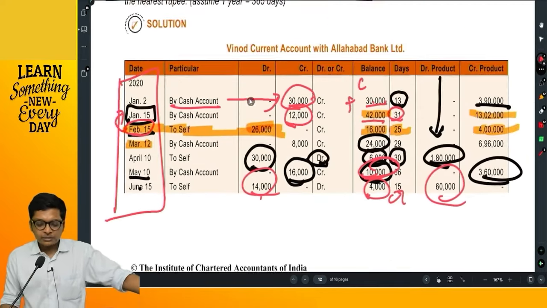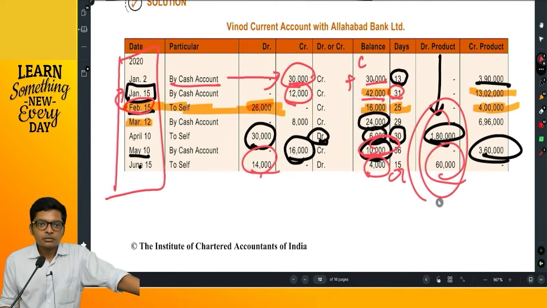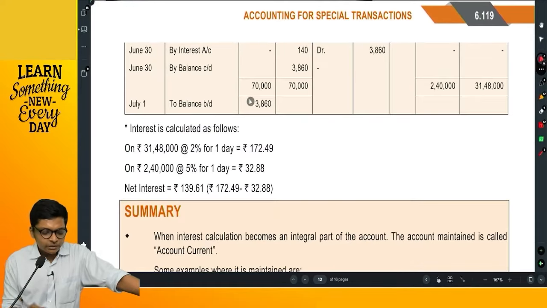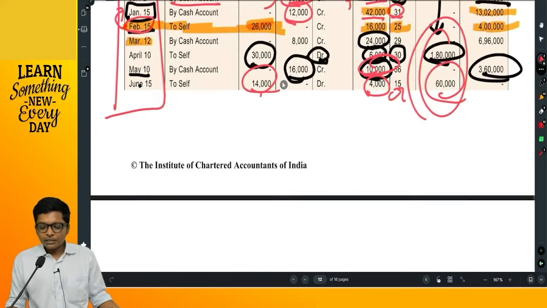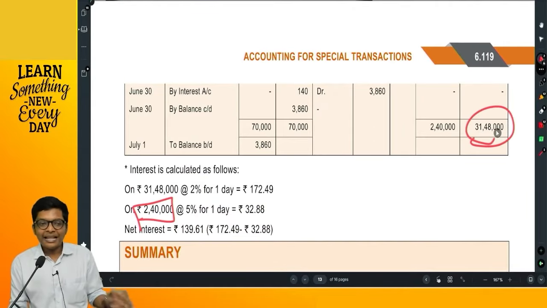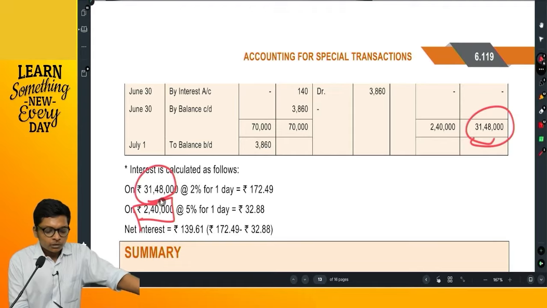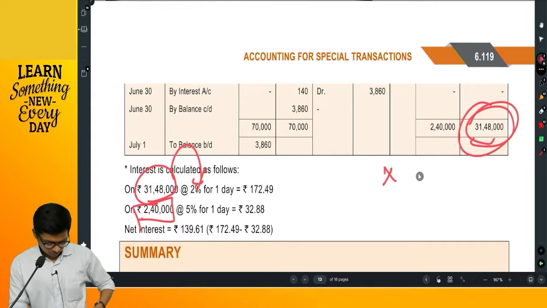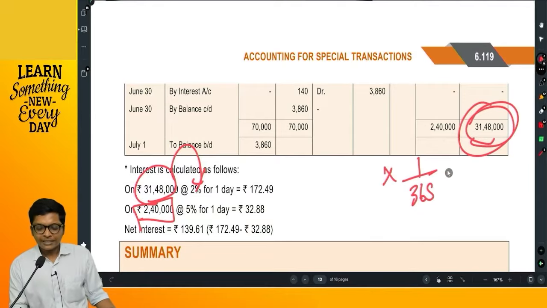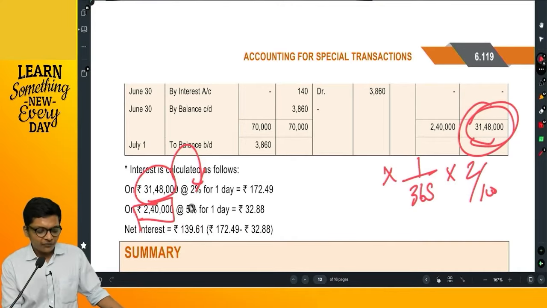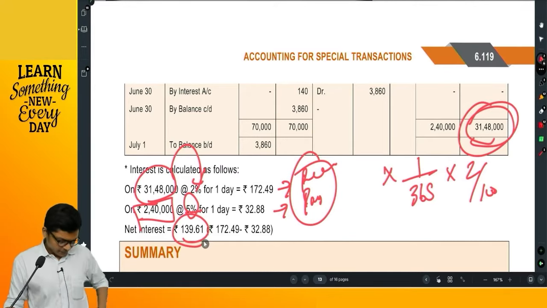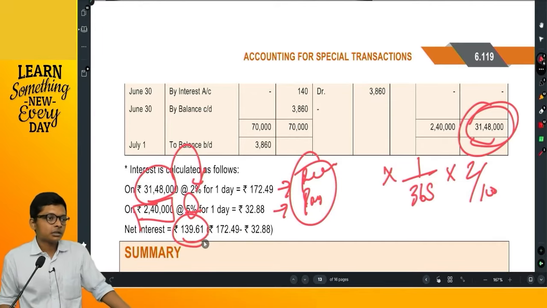And then how to find interest. What is the total debit product? 1 lakh 80 plus 60, how much, guys? 2 lakh. What is the total credit product? 31 lakh 48,000. Credit to credit interest. Now that you know the product, it's only into interest, by 365 into 2 by 100 or 3 by 100 or whatever, 5 by 100. This is the interest receivable. This is the interest. Net interest is 139.61.